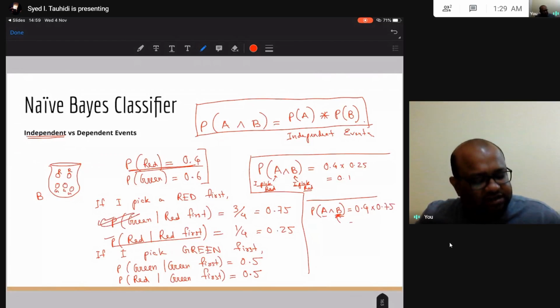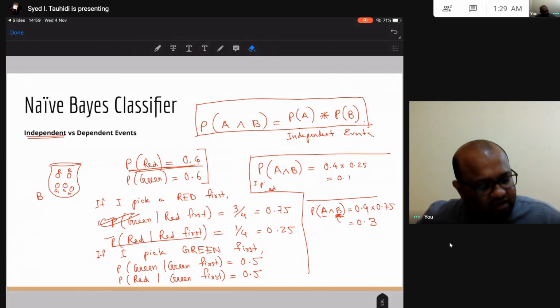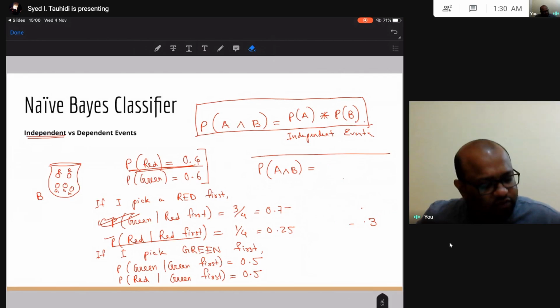There is a 30% chance that I am going to pick a red first and then a green. So that event happening, the probability is 30%. Alright, so to formulate this we have done the calculation. Let me write down the general formula.